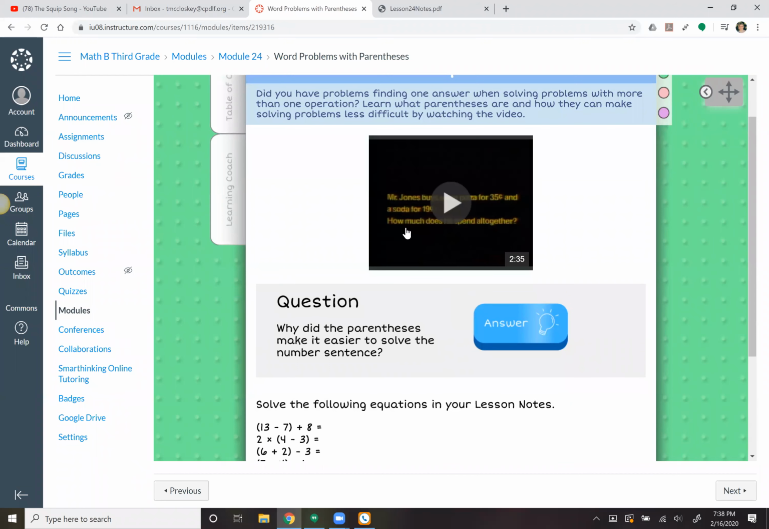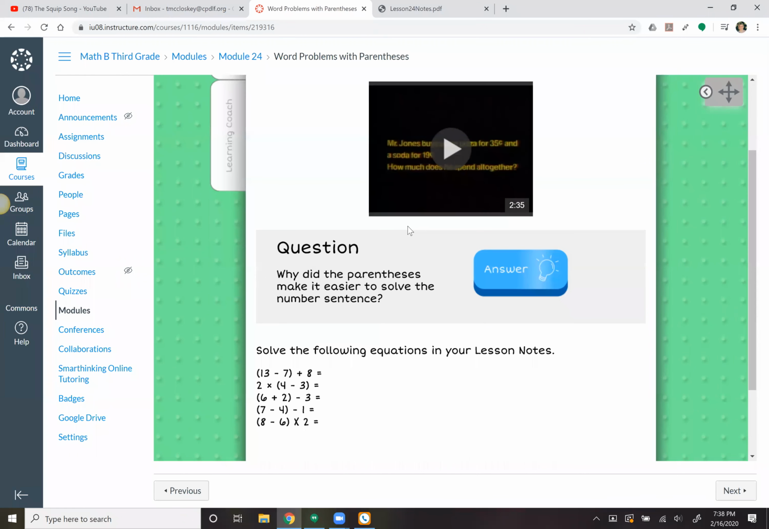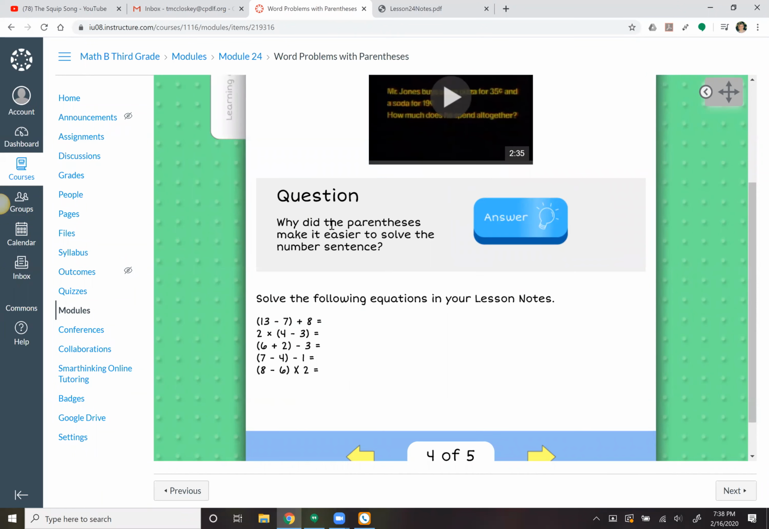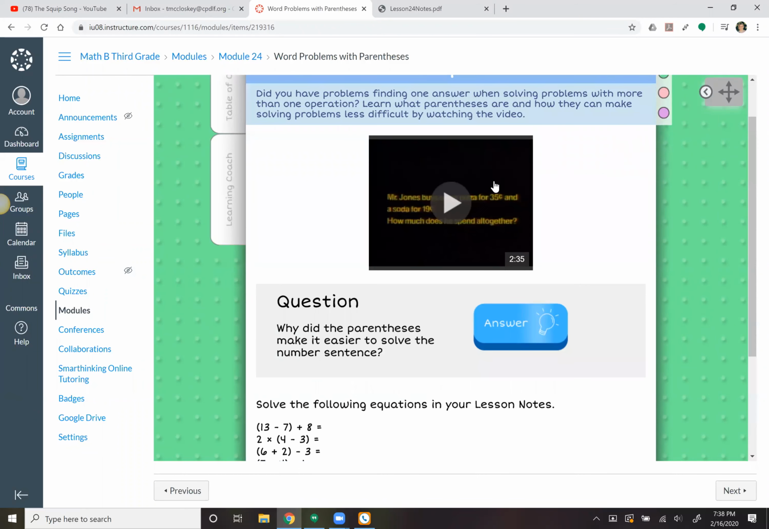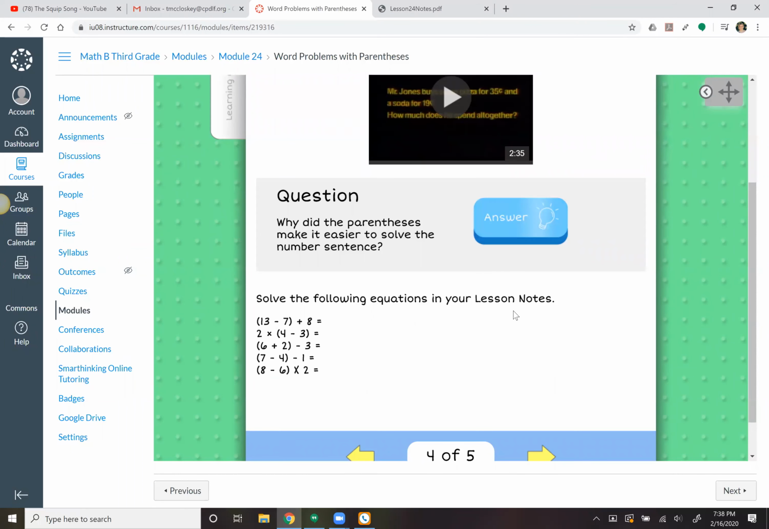So take a moment, watch the video, then answer the question, why did the parentheses make it easier to solve the number sentence? Check your answer. Then unpause because we will go back to those questions in our lesson notes to solve them with the parentheses. So review, watch the video, do the self-check, unpause me.